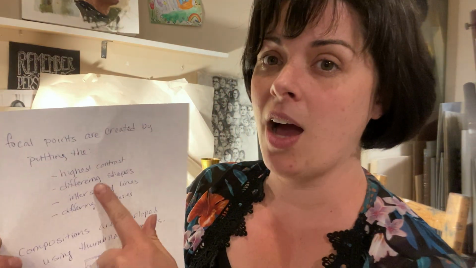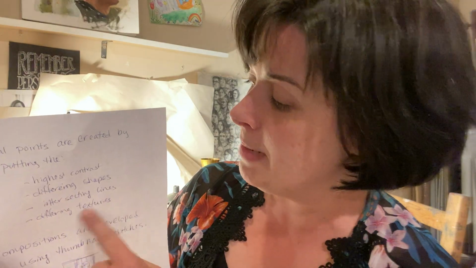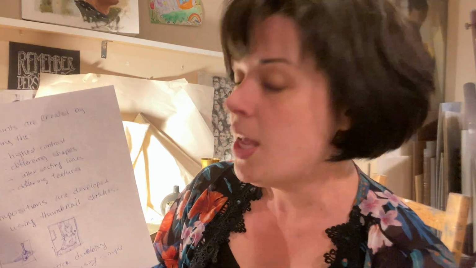The way you're going to draw the eye to that spot, once you've decided what your picture's about and where you want to take your viewer's eye, is through having the highest contrast, the most differences in shapes, the intersecting lines and different textures, and as you get into color, that will also include different colors and different temperatures of colors. So it's just going to be the area with the highest interest, the highest amount of differences in that picture.